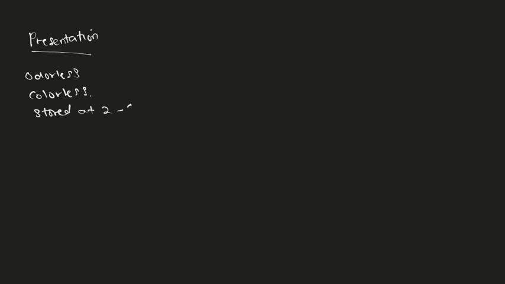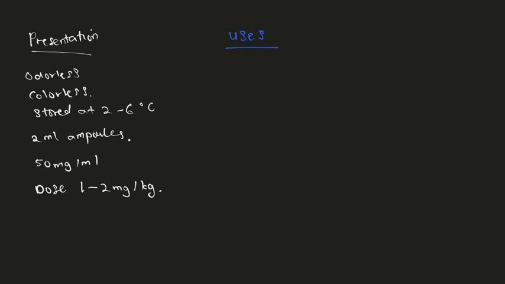When a question arises to describe suxamethonium, we have to have a structured answer. We have to talk about the structure, the uses, the ADME, the absorption, distribution, metabolism, excretion, and the drug dosage. First, for its presentation, remember, it is odorless, it is colorless, it is stored at 2 to 6 degrees Celsius in 2 ml ampules at a dosage of 50 mg per ml and used at a dose of 1 to 2 mg per kilogram. It is used in RSI, short procedures, and altering seizure activity, especially in ECTs.